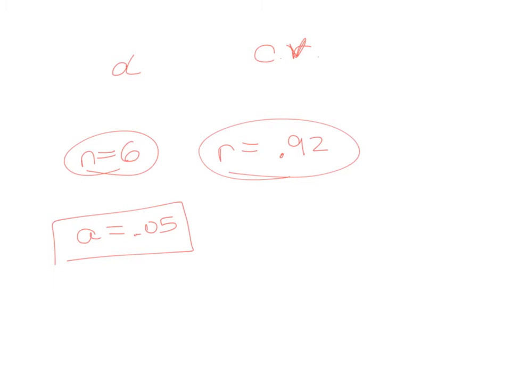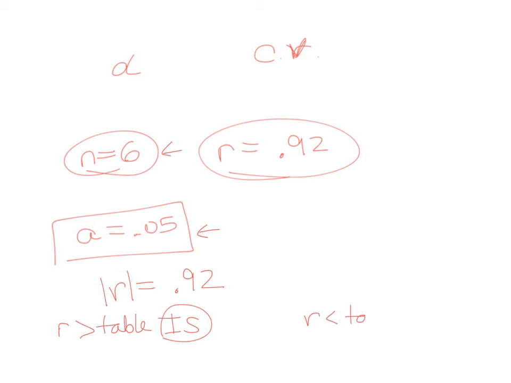Okay, so here's the rules. What you need to do is you need to take the absolute value of your R value, which ours is 0.92. And then you need to go to the table, you need to look up the alpha value for the proper N, and you need to see if your R value is bigger than the number in the table. If the R value is larger than the number of the table, then there is a correlation. So if R is larger than the table, there is a correlation. If the R value is smaller than the number in the table, there is no correlation. Don't try to write a line of best fit.